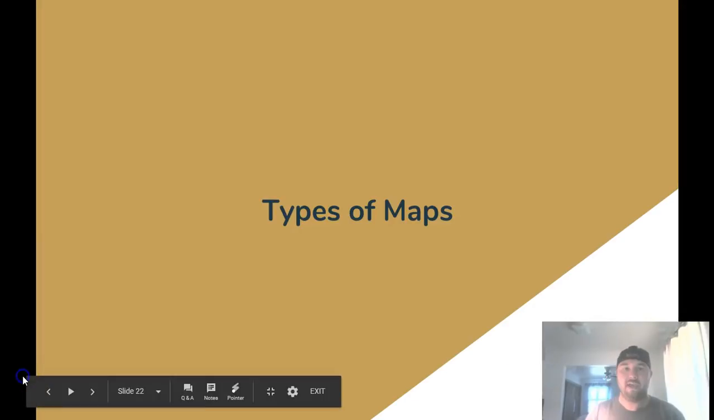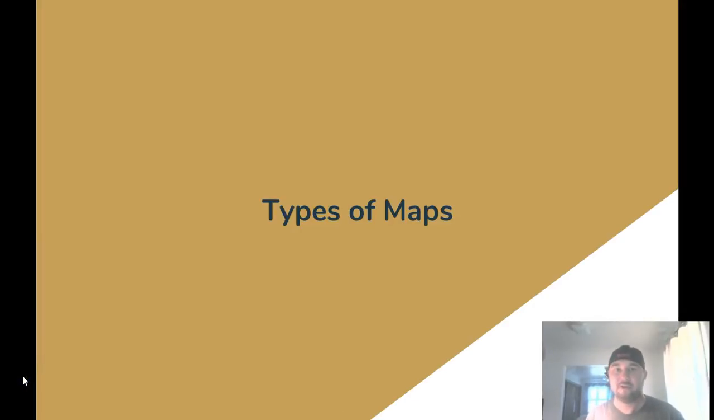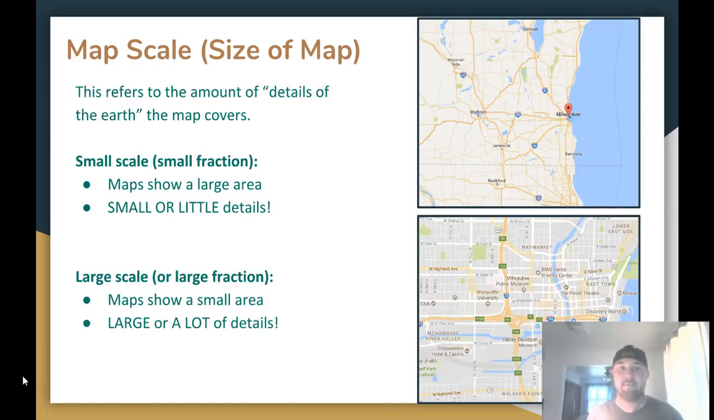Okay, so now that you have your map projection, you want to decide what you're going to use your map for, what the purpose of the map is. Remember, there's two purposes for a map. You're going to have communication, you're going to have reference. But as soon as you get your map, the first thing you want to do is notice if it's a large scale map or a small scale map. Remember, large scale is a large amount of detail, small scale is a small amount of detail.